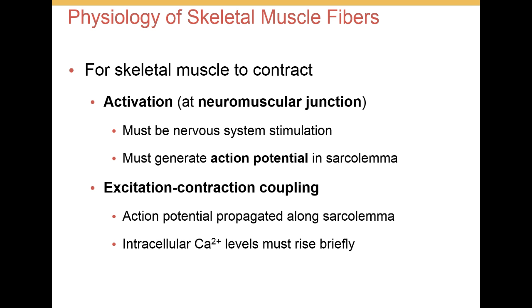This activation will occur in an area called the neuromuscular junction, and the name makes sense. It's the connection point between the neuron and the muscle cell. During this activation, there will be an action potential generated in the sarcolemma. Now, an action potential is a change in the electrical charge across the membrane. Normal skeletal muscle cells are polarized. That means there's a difference in the number of positive and negative charges across the membrane.